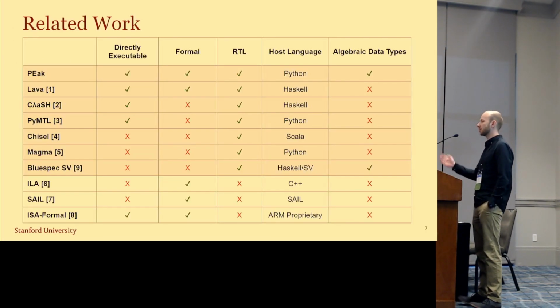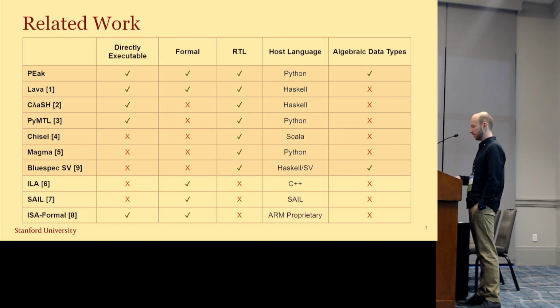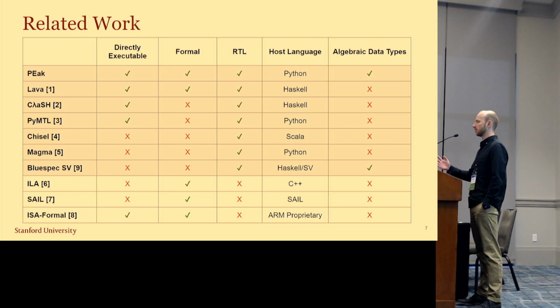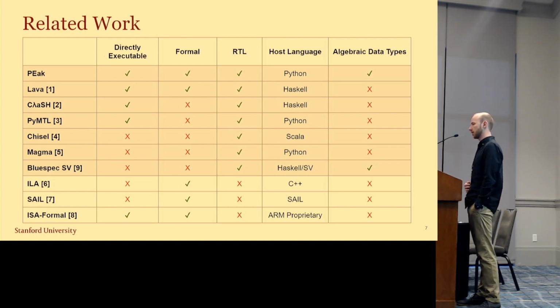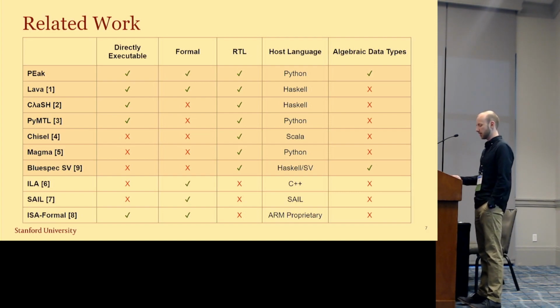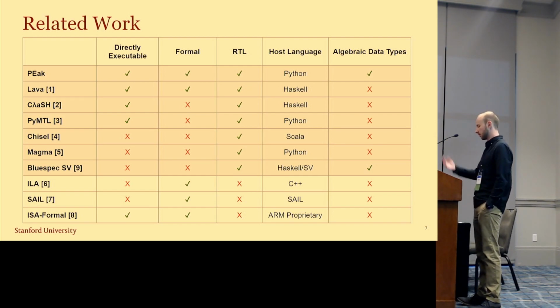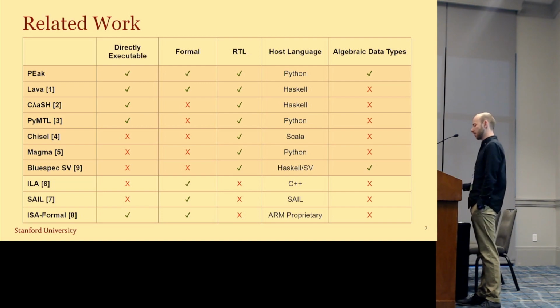And there's been a whole bunch of work in this area. I've listed a whole bunch of different projects in this slide that are organized into two categories. The first at the top is more hardware HDLs, right? And at the bottom are more ISA specification languages. The ISA specification languages like ILA, SAIL, and ISA formal typically have formal representations, but don't generate RTL. And then most of the HDLs will generate hardware, but might not have a formal model or be directly executable.